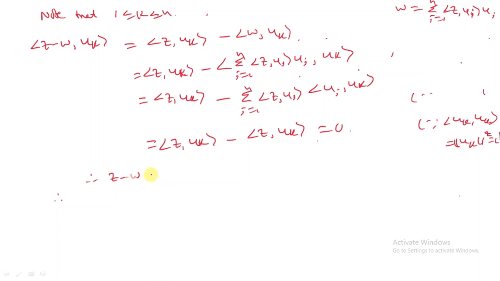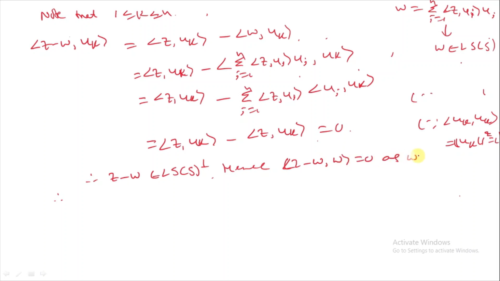Z minus W belongs to the orthogonal complement of the linear span of S, because W is in the linear span of S. That means each vector in W... Hence, the inner product ⟨Z minus W, W⟩ equals 0, as we know W belongs to the linear span of S. So Z minus W is in the orthogonal complement of W.